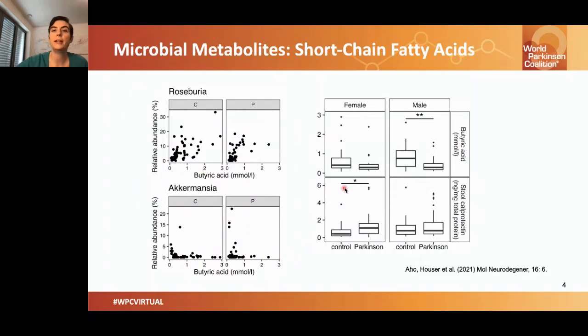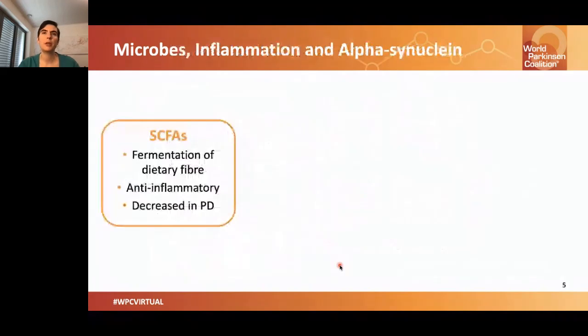In line with previous studies, we saw decreased levels of butyric acid in Parkinson's, although when we split this data into females and males, it was particularly prominent in males. On the other hand, women tended to have higher levels of stool calprotectin, which is a marker of inflammation. Inflammation is a much discussed topic in relation to Parkinson's pathogenesis and will be covered by other speakers in this meeting. It's also one of the most important connecting points between the microbiome and the brain and Parkinson's.